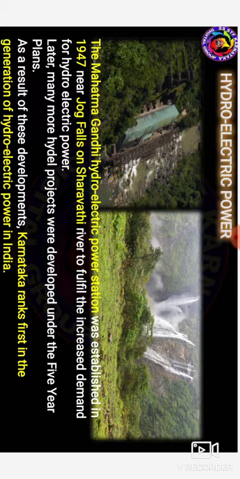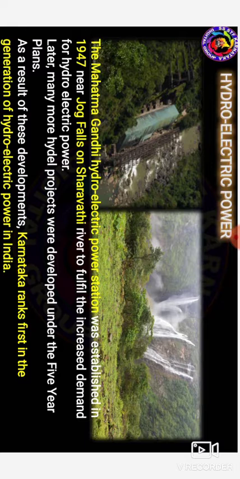This river was used to fulfill the increasing demand for hydroelectric power in the Mahatma Gandhi Ji hydroelectric power station. At the Jog Falls it is very suitable for this. We generate power with these hydroelectric plants, and it was established in 1947.